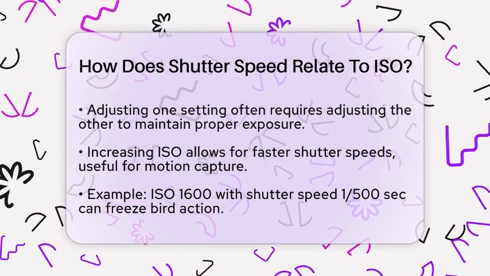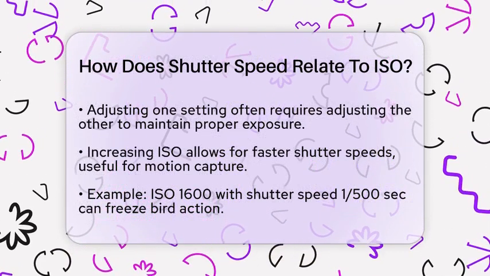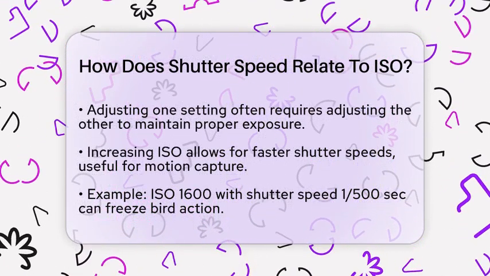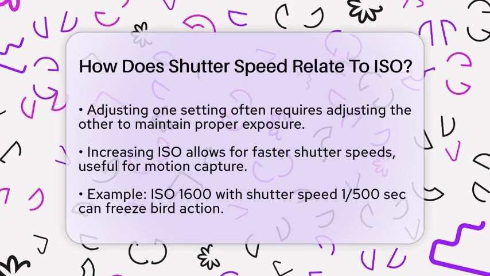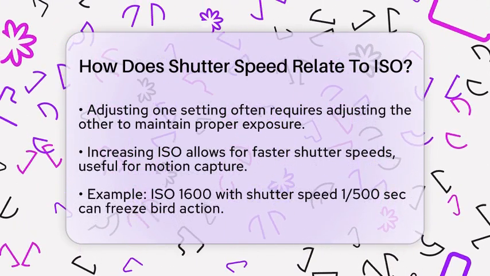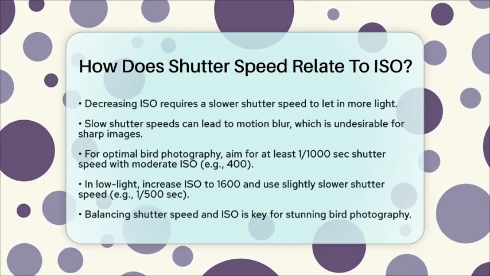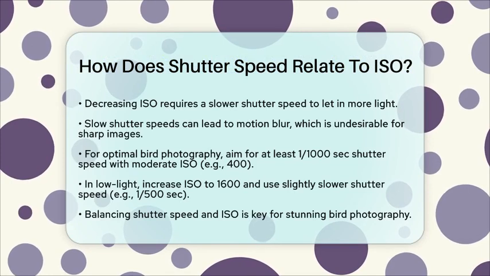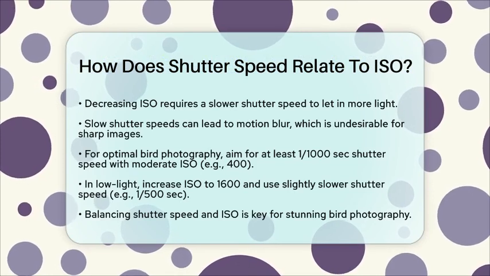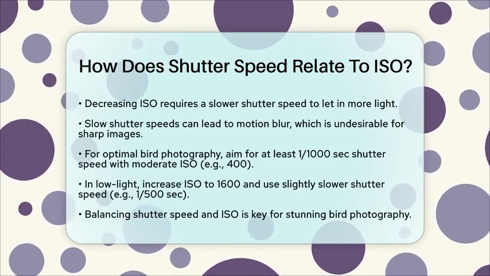If the shutter speed is too slow, you might end up with motion blur, which is not ideal for capturing sharp images of birds. For practical bird photography, aim for a fast shutter speed of at least 1/1000th of a second when photographing birds in flight. Pair this with a moderate ISO, like 400, to ensure you have enough light without introducing too much noise.